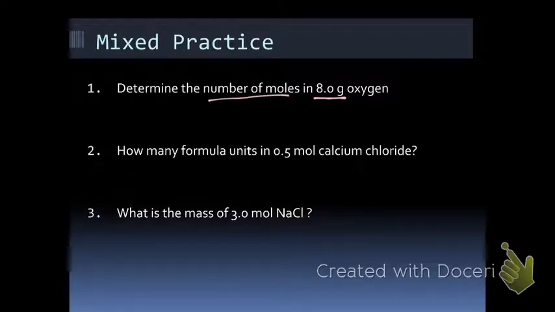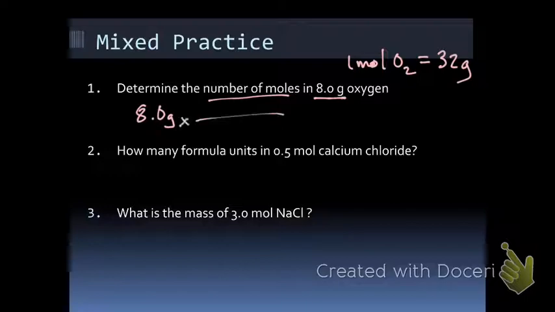So we want to figure out the moles. So we're starting with grams. We want to get to moles. So I'm going to use the molar mass because I have a mass and I want to get to moles. So I know for oxygen, 1 mole of oxygen is O2, and the molar mass of O2 is 16 times 2, which is 32 grams. I start with 8.0 grams, and then we put 32 grams of oxygen on the bottom because that allows me to cross cancel, and on top I'll have 1 mole of O2.